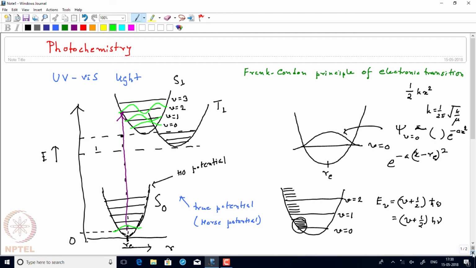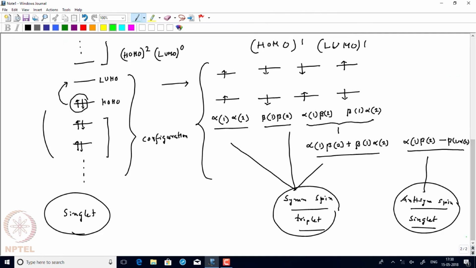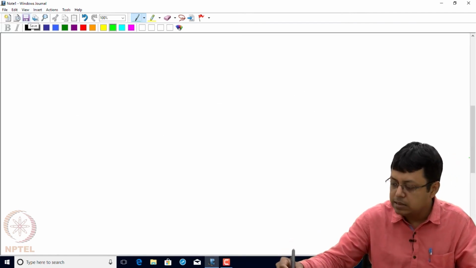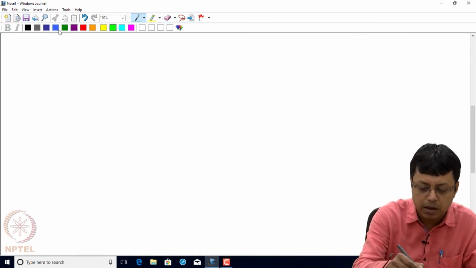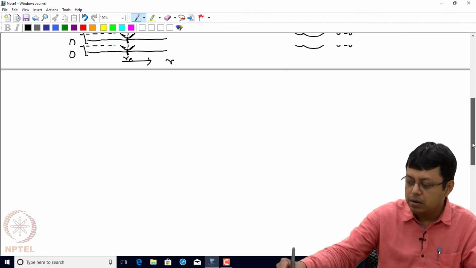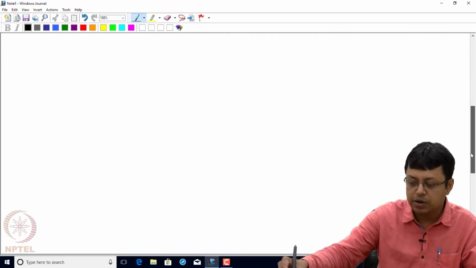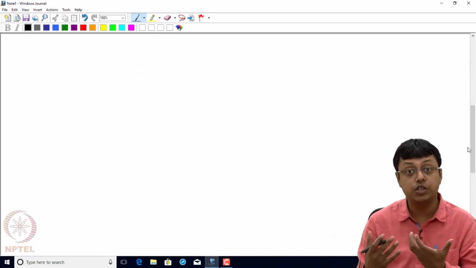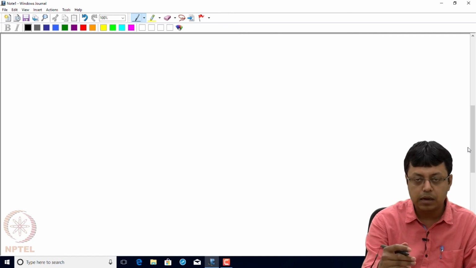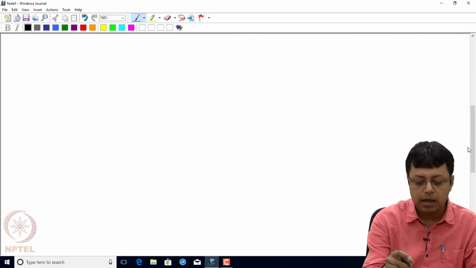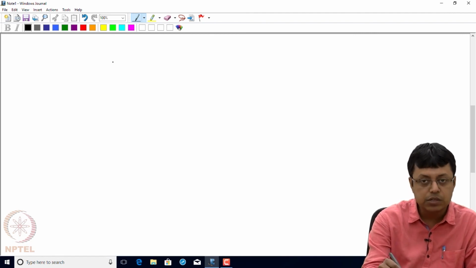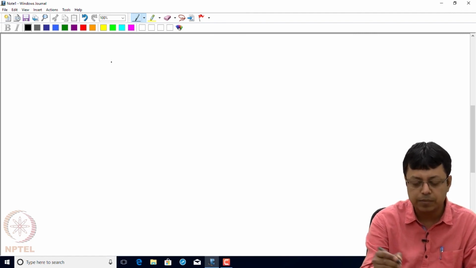Let me give you a mathematical explanation for that. Suppose we have an electronic transition. For any transition, there is a transition dipole that is involved. Now what is a transition dipole? We discussed earlier, as opposed to a permanent dipole, that there is a kind of induced dipole which is induced by the electromagnetic field, or the electric field of light, and that induced dipole causes a transition.